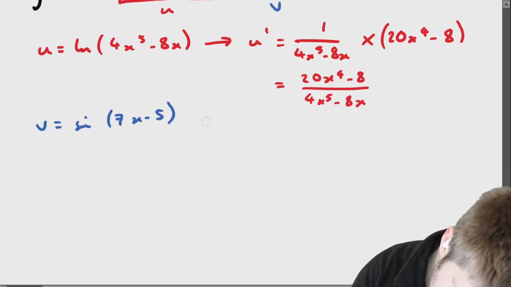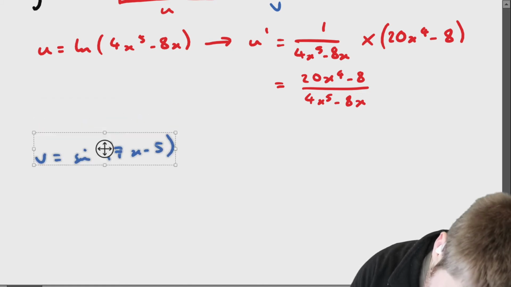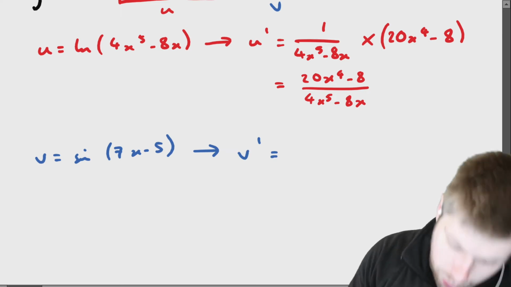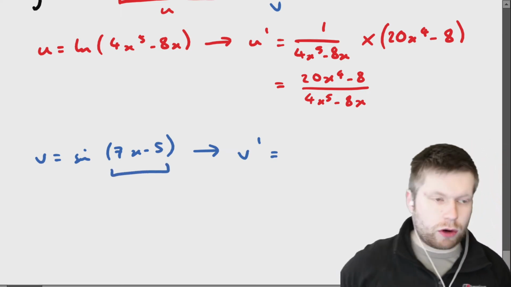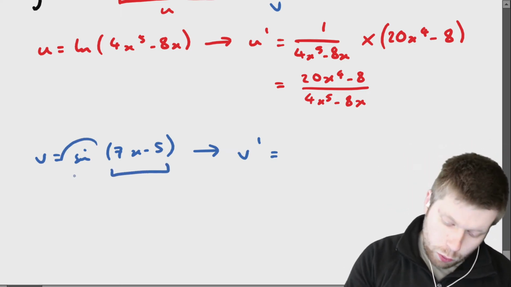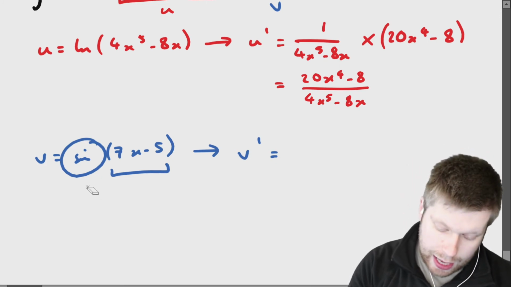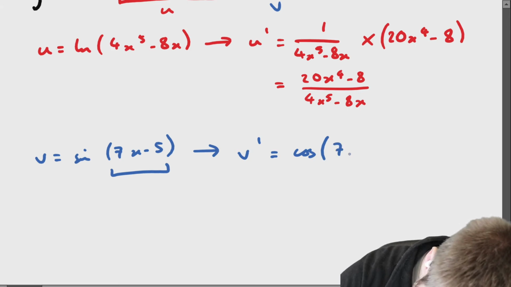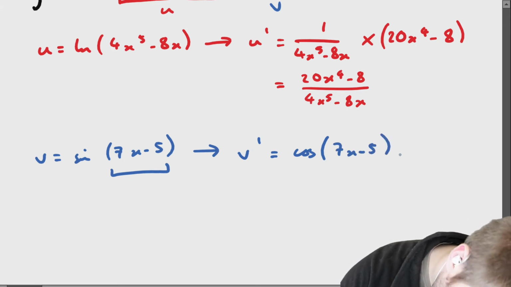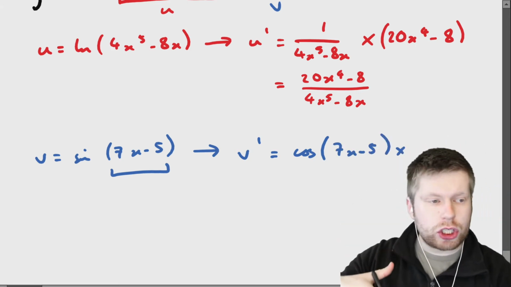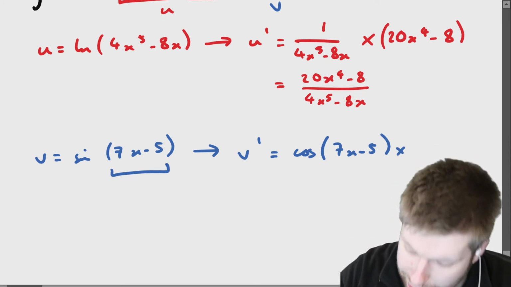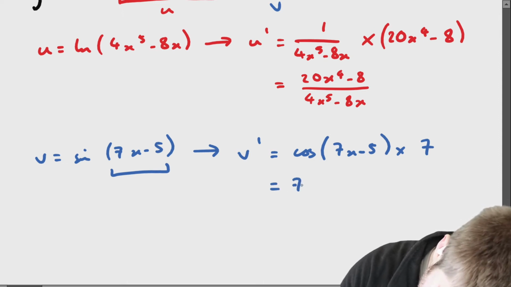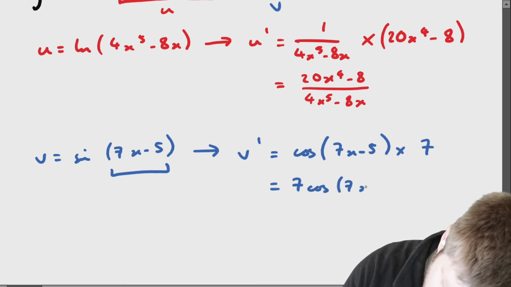Now if I deal with v equals sine of 7x minus 5, then the derivative of v, first of all, I've got a function within a function. So let's first work with the sine function. Derivative of sine, of course, is just cos. So it's going to be cos of my function, which in this case is 7x minus 5. Then I need to multiply by the derivative of my inside function. Derivative of 7x minus 5 is just equal to 7. So therefore, the derivative of v is going to be 7 cosine of 7x minus 5.